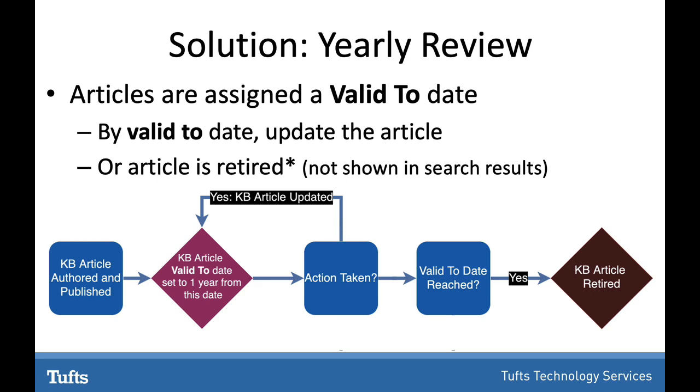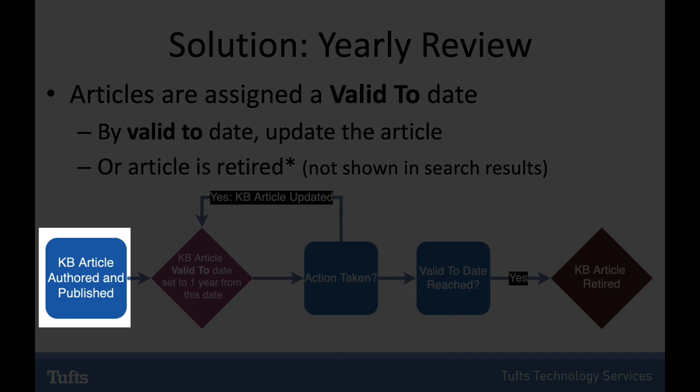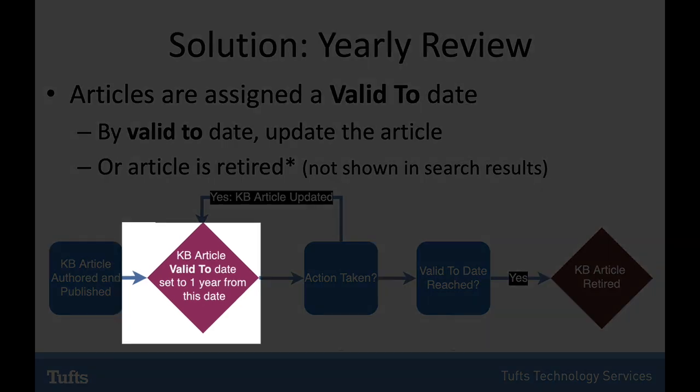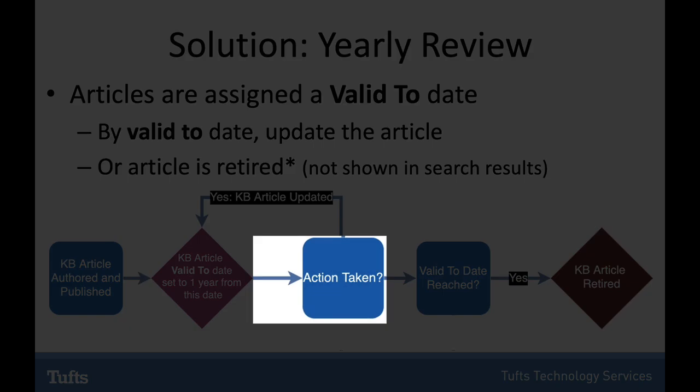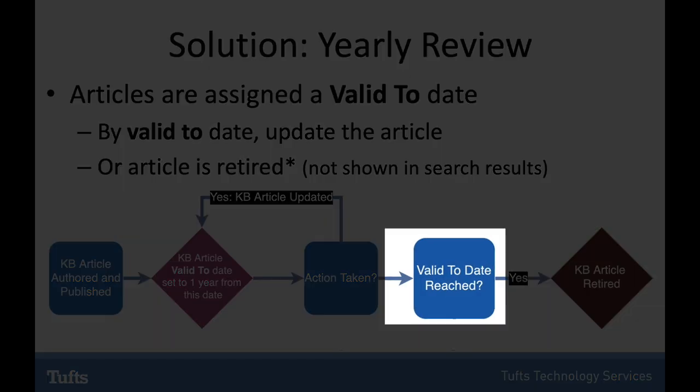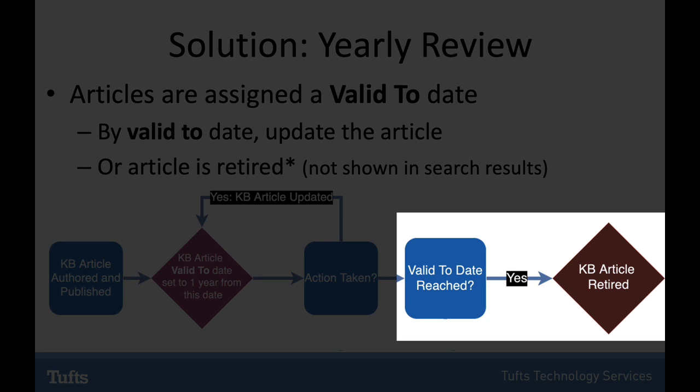So the flow is that a KB article is authored and published. By default, the KB article valid to date is set to 1 year from the date that the KB article was published. If the KB article is updated, the valid to date will be reset to 1 year from the date the article was updated. If no action is taken and the valid to date is reached, the KB article will be retired, which again means it's not shown in search results, but you can always republish it later.